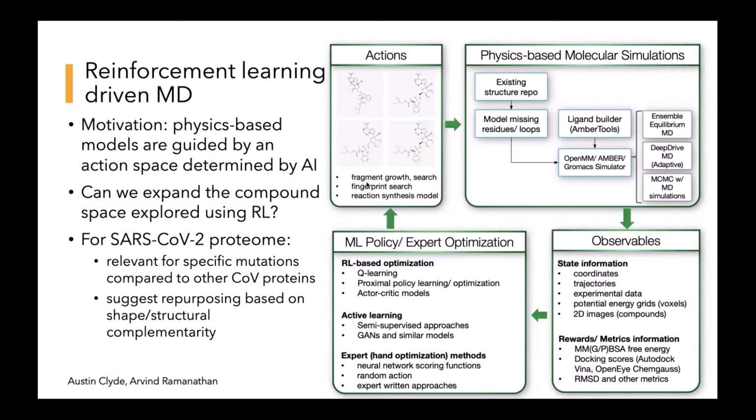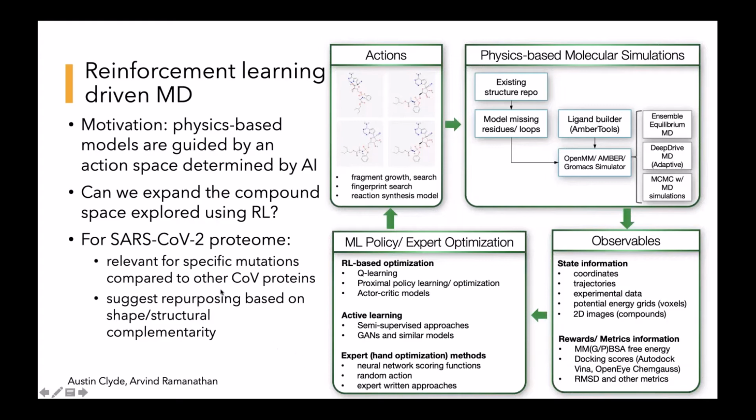And then we put it inside this engine, the physics-based molecular simulation engine, that allows us to take these existing structures, build the models, run ensemble equilibrium MD simulations or these adaptive methods, which then allows us to get a set of observables, which includes the coordinates, the trajectories, potential energy surface, as well as 2D images of how these compounds look. And then you get a bunch of rewards, which includes the free energy terms that we just talked about before, the docking scores, perhaps, if you want to use them in your optimization function, as well as the RMSD values and other metrics that we think. So we can use reinforcement learning like ideas or active learning, and even hand optimization techniques like what an expert would think, so that the machine can actually learn from these actions in a continuous fashion.